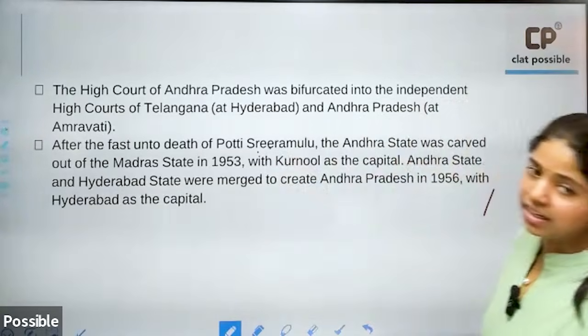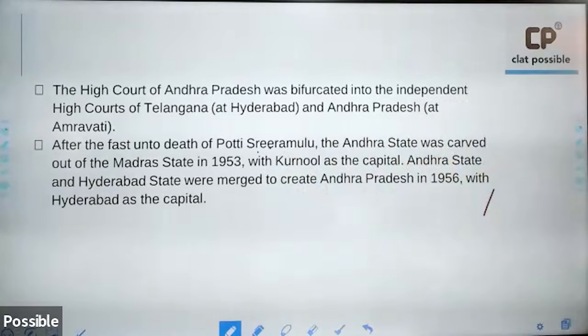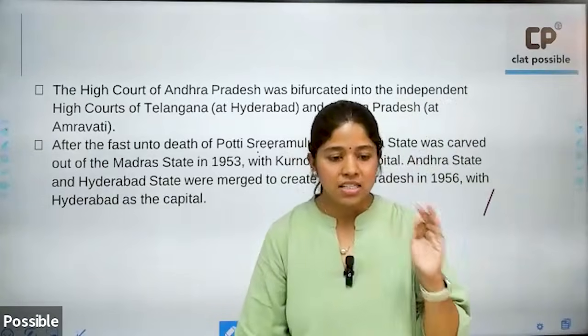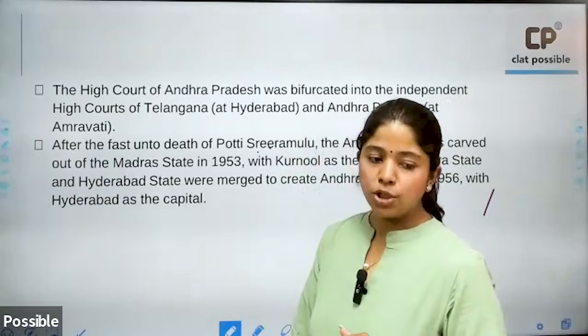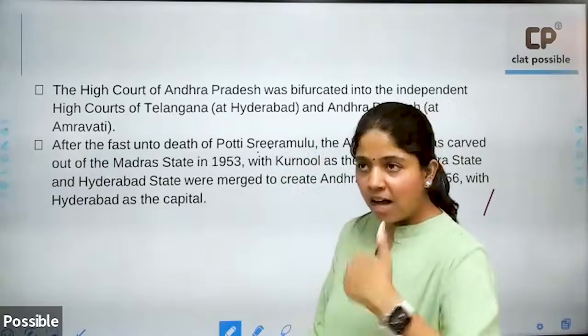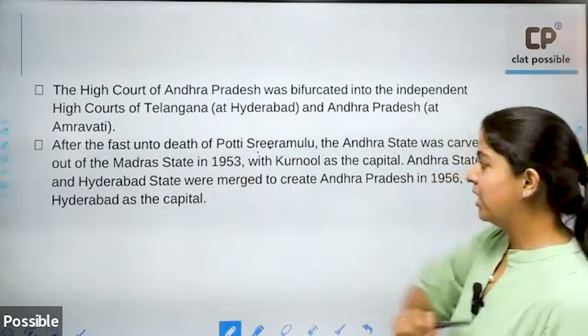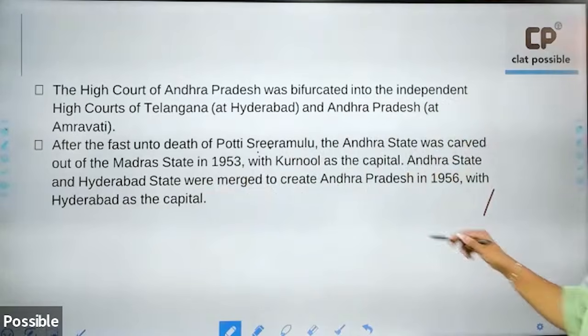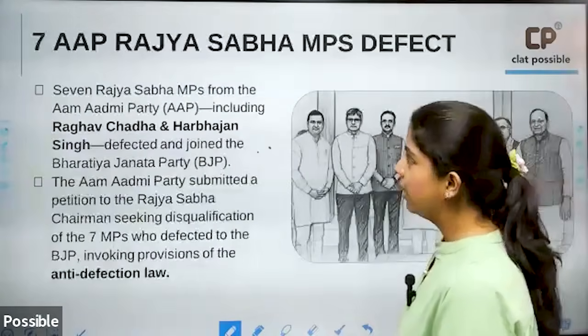And after the death of Potti Sriramulu, who had undertaken a 63-day fast unto death for the establishment of Andhra Pradesh, it was carved out from the Madras state in 1953. And Kurnool was its capital. Then later, Hyderabad was merged with Andhra Pradesh in 1956, and Hyderabad city became the capital.